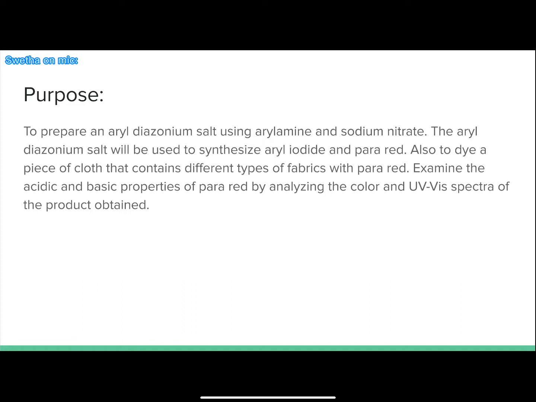Also, to dye a piece of cloth that contains different types of fabrics with para red, and to examine the acidic and basic properties of para red by analyzing the color and UV-vis spectra of the product obtained.